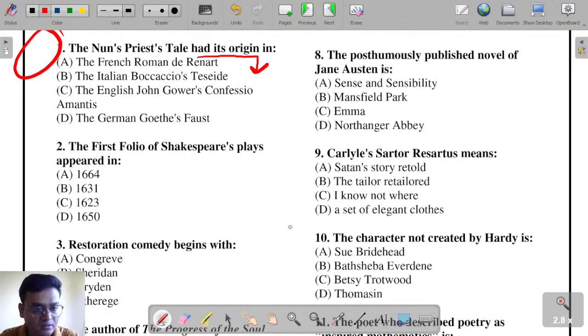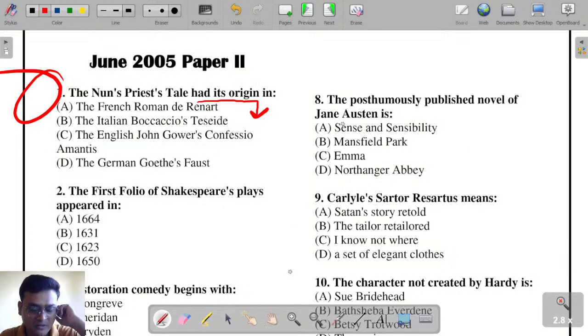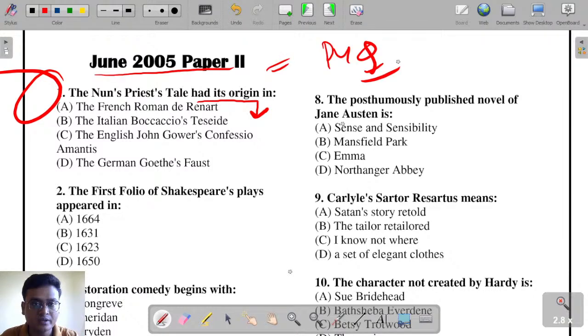I think it is visible. Okay, now do answer here. This is probably the 2005 Paper 2, the June 2005 Paper 2 PYQ question. I'll be covering every question from 1994, as many PYQs as I have, one by one. Okay, the next upcoming page.